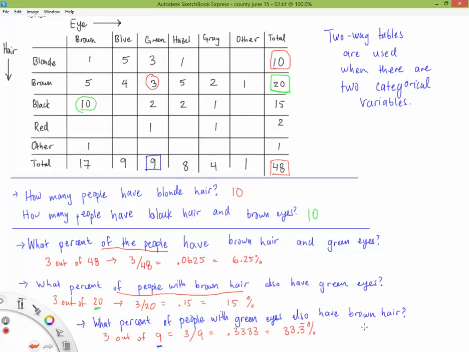If I said how many, the answer is just this number here, 3. How many people with brown hair also have green eyes? 3. How many people with green eyes also have brown hair? 3, okay? But the question changes when I say, what percentage of people with brown hair have green eyes? What percentage of people with green eyes have brown hair? Okay, that changes.